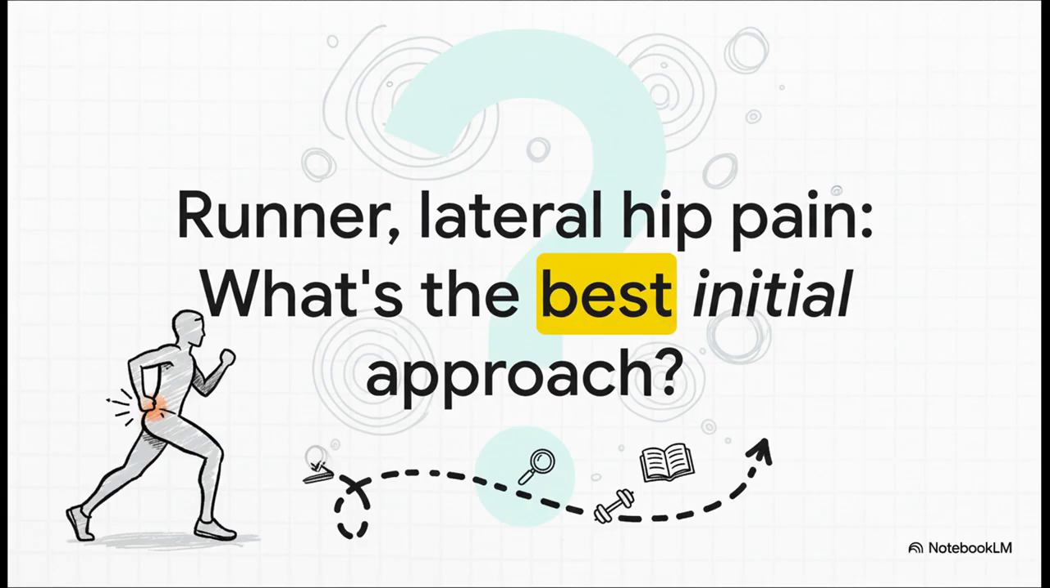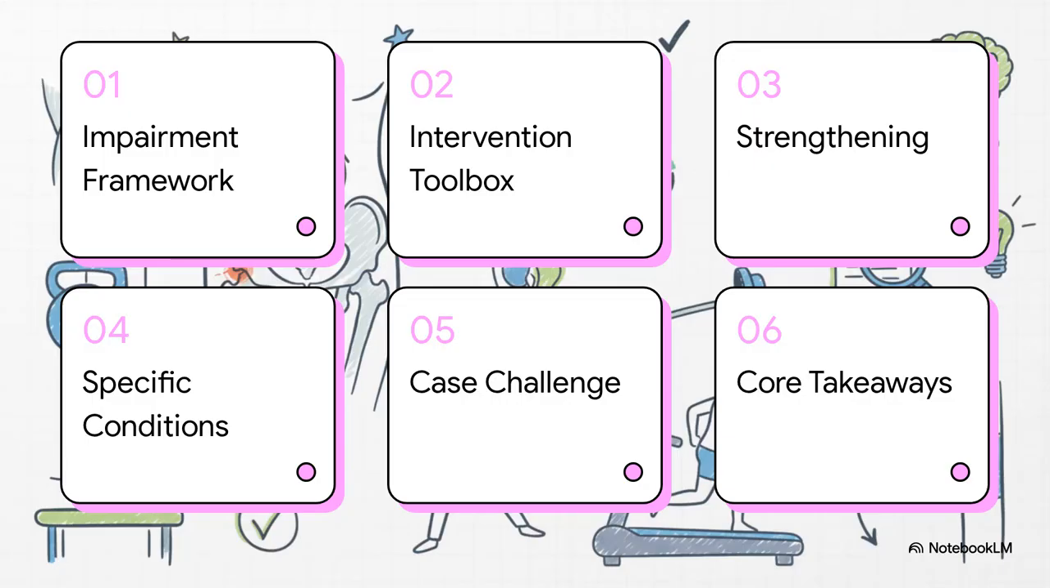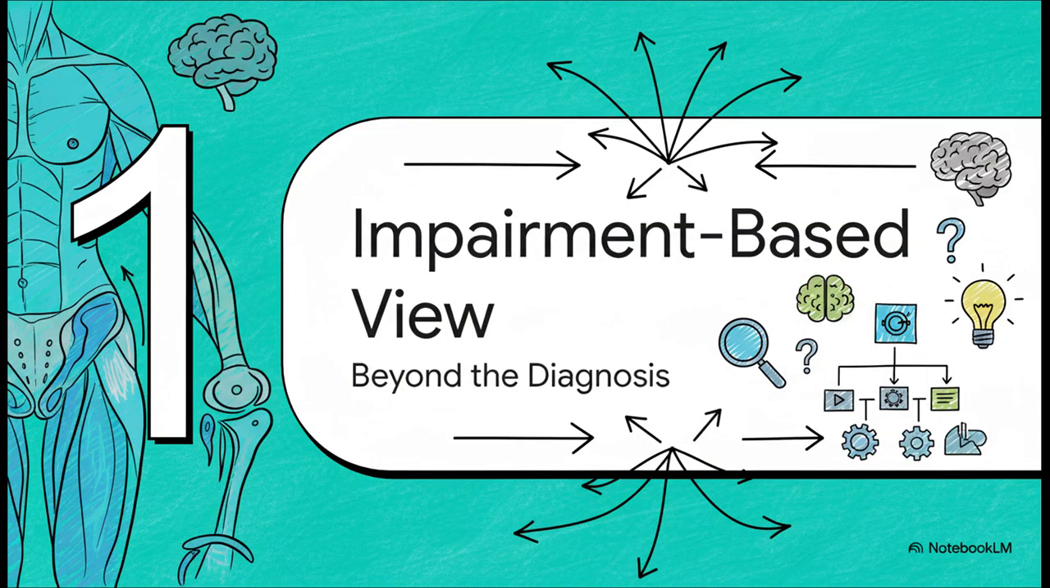So here's the game plan for today. First, we're going to talk about the why, the whole philosophy behind an impairment-based approach. Then, we'll start building out our intervention toolbox. After that, we'll get laser-focused on strengthening, apply all this stuff to specific conditions, and then we're going to put your skills to the test with a case challenge. And of course, we'll wrap it all up with the 5 core takeaways you can start using in the clinic tomorrow.